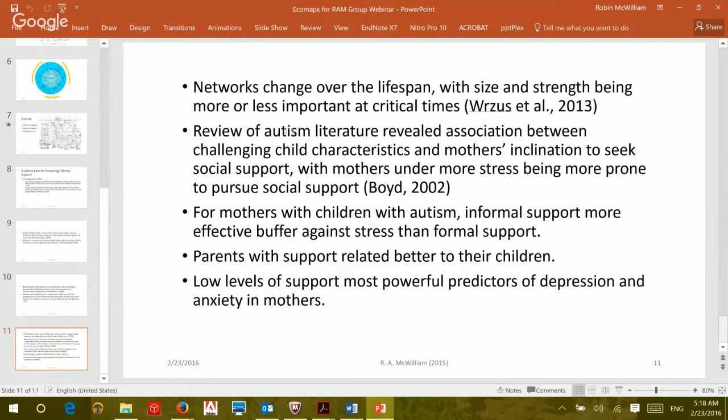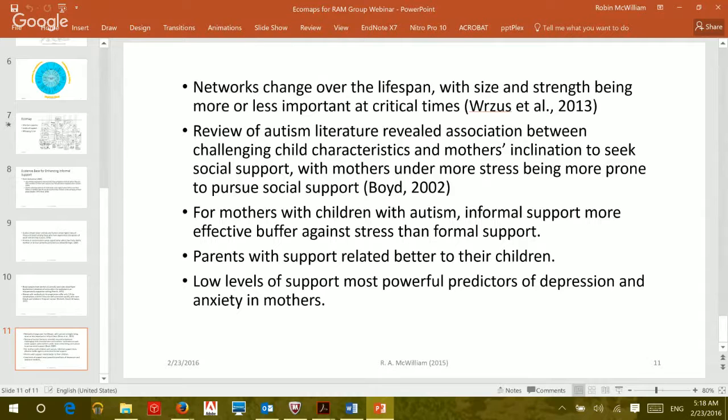Russ et al. found that networks change over the lifespan, with size and strength being more or less important at critical times. And we know this is true in families with young children with disabilities: the mere fact of having a child sometimes changes your network, and if the child has a disability, that might also change it. A review of the autism literature revealed an association between challenging child characteristics and mothers' inclination to seek social support, with mothers who are under more stress being more prone to pursue social support.